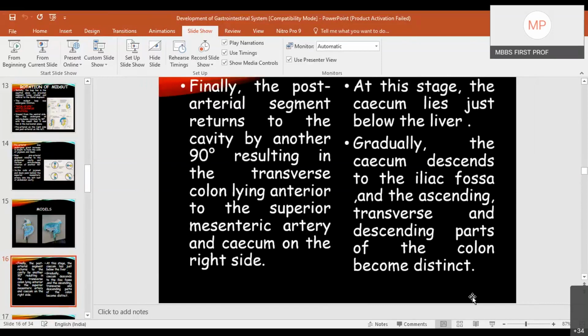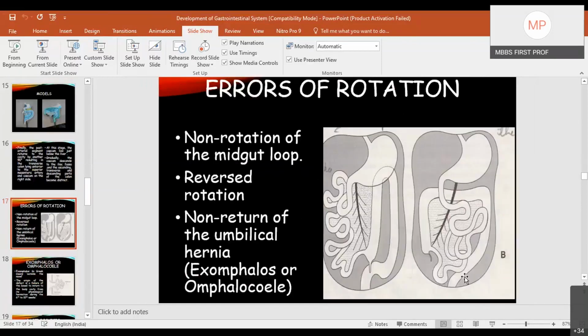Finally, the cecum lies and descends to the iliac fossa, and the ascending, descending, and transverse colons become distinct. Now, there are certain errors of rotation. जैसे हमने और बात करी थी कि rotation like anomalies क्यों होती हैं? Anomalies occur because of either non-fusion or their descent, or they remain small or they increase in size. That is how the things are there in the anomalies. So there are errors of rotation also.